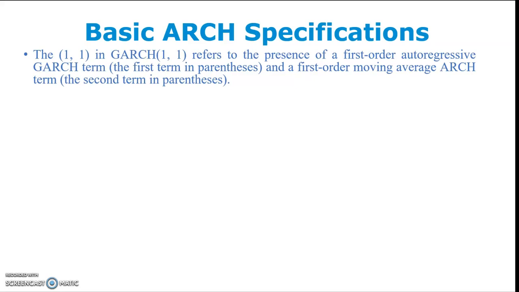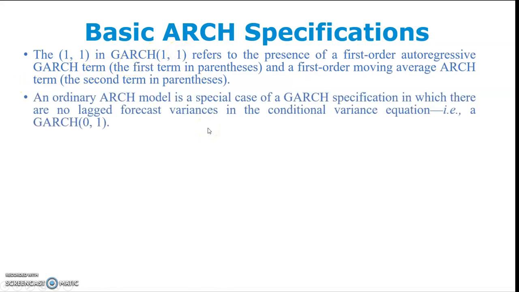The 1-1 in the GARCH 1-1 model refers to the presence of a first order autoregressive GARCH term, the first term in the parentheses, that is this one, and a first order moving average ARCH term, which is the second term in parentheses. An ordinary ARCH model is a special case of a GARCH specification in which there are no lagged forecast variances in the conditional variance equation, that is a GARCH 0-1. So that is the ordinary ARCH model, which is a special case of the GARCH specification in which there is no lagged forecast variance in the conditional variance equation.